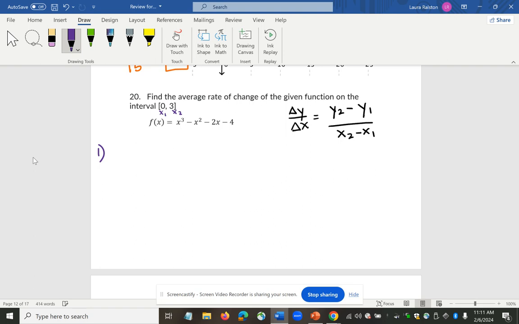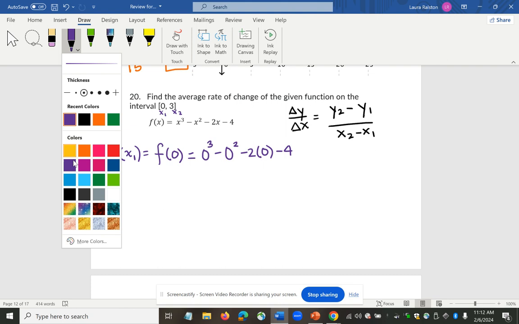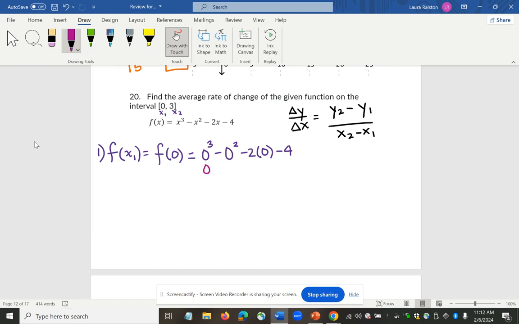So step 1 is I need to find f of x1, which would be f at 0. So I'm going to plug and chug 0 into the given formula. So I have 0 cubed minus 0 squared minus 2 times 0 minus 4. Okay, so I'm going to do the math. I get 0 cubed is 0, minus 0 squared is 0, minus 2 times 0 is 0, minus 4. So 0 minus 0 minus 0 minus 4 is negative 4. So I have the ordered pair 0, negative 4. Okay, so I'm going to hold that thought for just a minute. There's my first point.